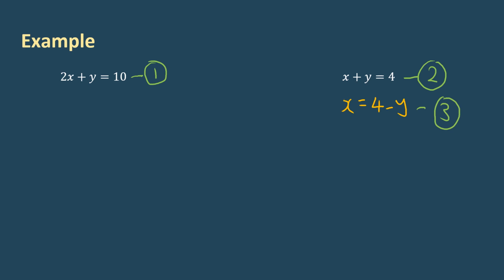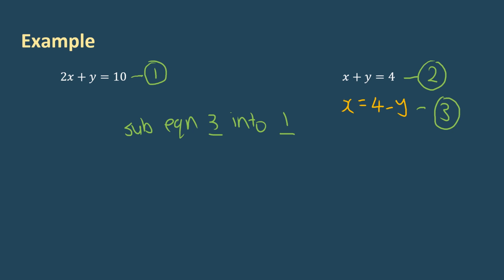Now we're going to sub equation 3 into equation 1. Do note, if you were to make x or y the subject in equation 1, then equation 3 would be subbed into equation 2, and vice versa. So let's continue. We have x equals 4 minus y. We're going to sub x as 4 minus y into equation 1. How are we going to do that?